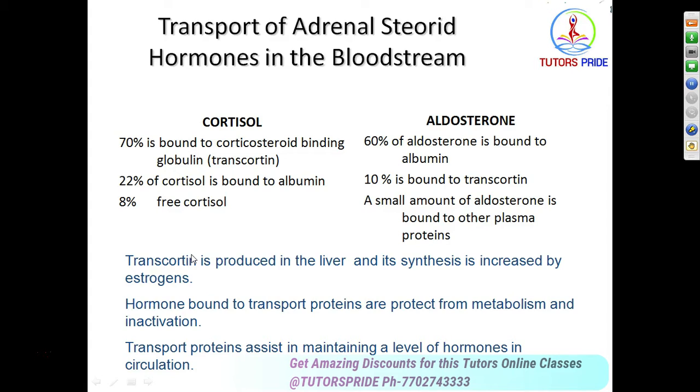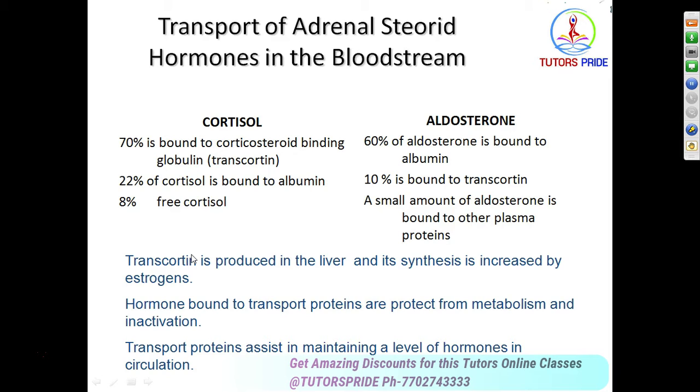And in case of aldosterone, 60% of aldosterone is bound to your albumin. Just the opposite. And 10% is bound to transcortin, opposite to that of your cortisol. So cortisol is maximally bound to transcortin, but in aldosterone it is least bound to it. In case of aldosterone, the maximum portion is bound to albumin, and it is bound very little to transcortin.